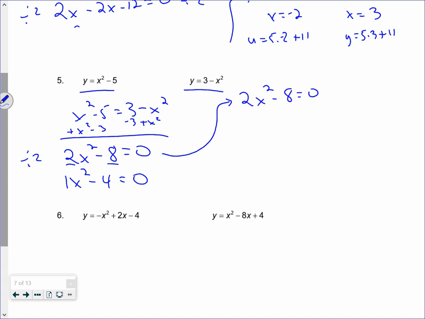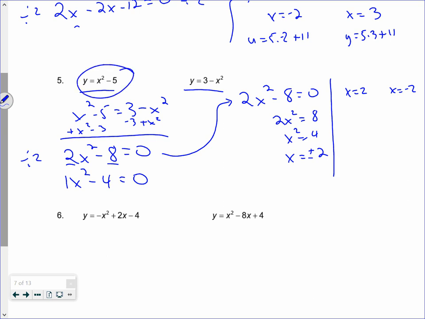We're going to add 8 to both sides. Then divide both sides by 2. And then I'm going to take the square root. And when you take the square root, you have to put a plus or minus. So we end up with two answers, x equals 2, x equals -2. Plug them into either equation that you want. I'll probably use this one because it's not a minus x squared, it's a positive x squared.